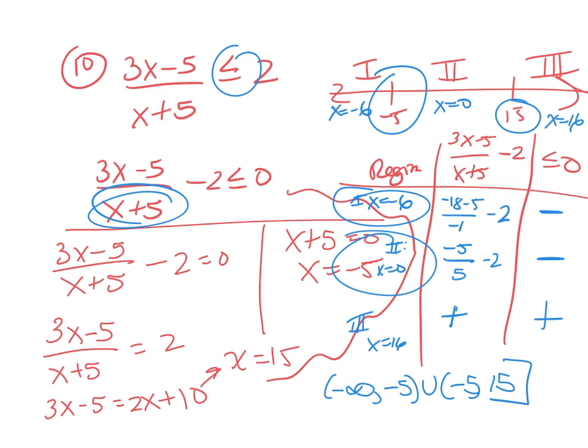Let's just check our work one more time. Let me check this negative 6 real quick. This will be negative 23. Holy smokes. So if we take a look here, this is negative 23 over negative 1, so it's a positive 23 minus 2. That is definitely positive. So I made an error here in my arithmetic. So the only solution is region 2, because that's the only one that gives you a negative number.